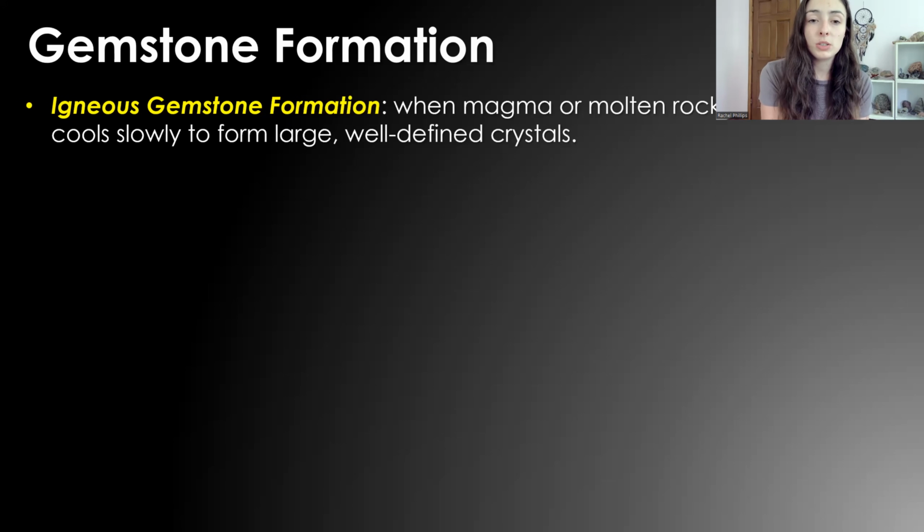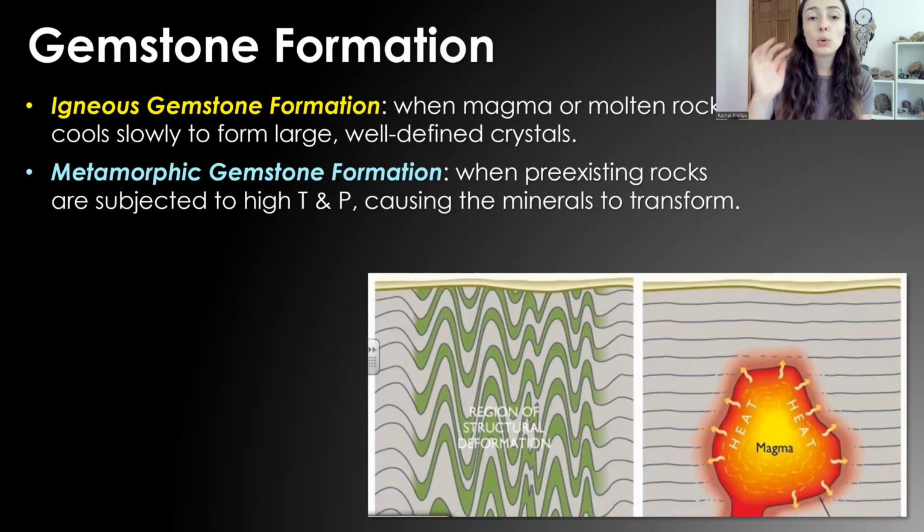So igneous gemstones form when magma or molten rock cools slowly to form large, well-defined crystals. I'll talk more about this when I get to the specific example section of this video. And metamorphic gemstones form when pre-existing rocks are subjected to high temperature and pressures, causing the minerals to transform. I'll also give specific examples of this.